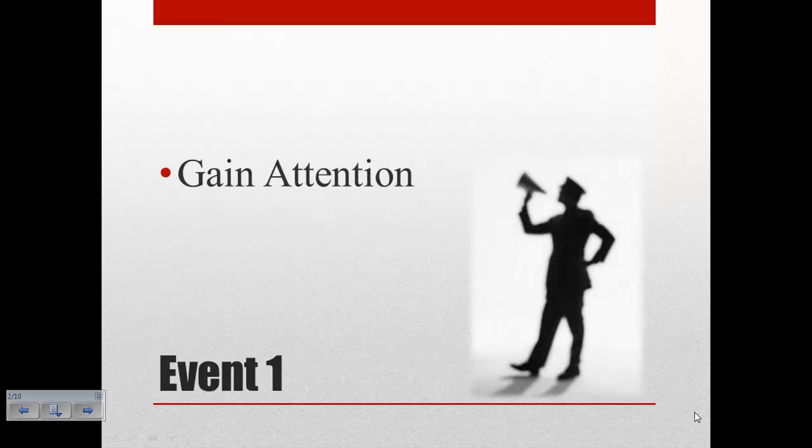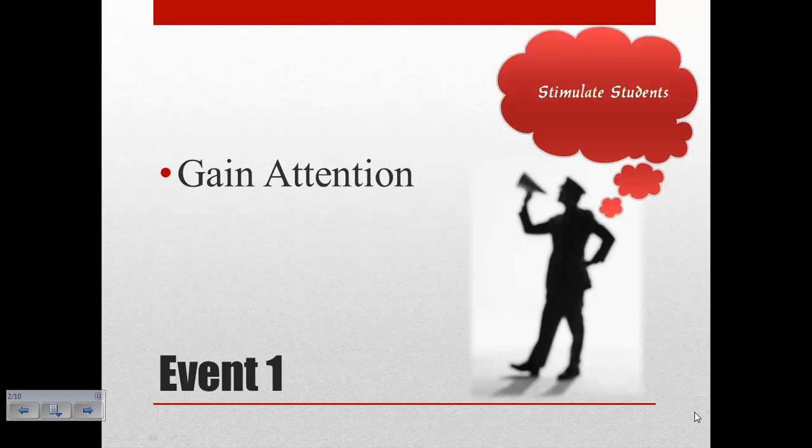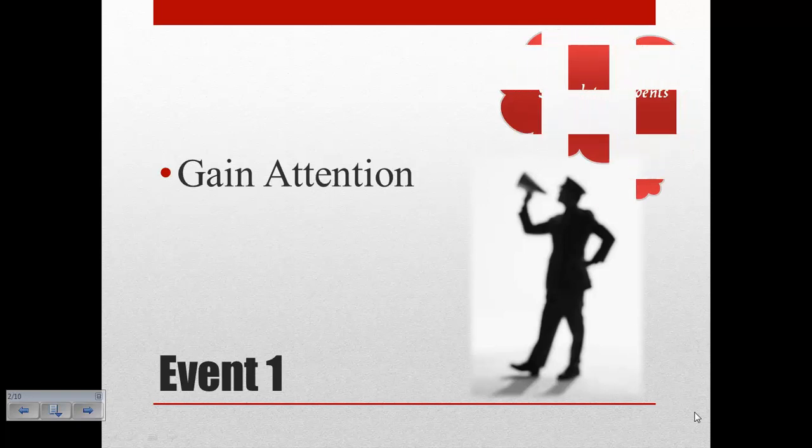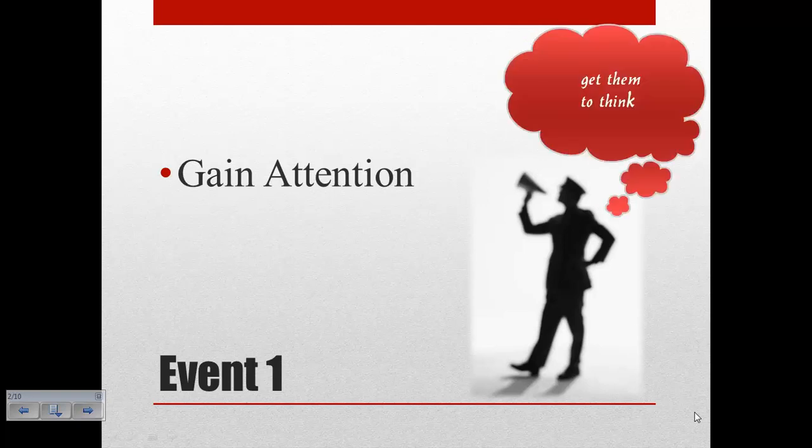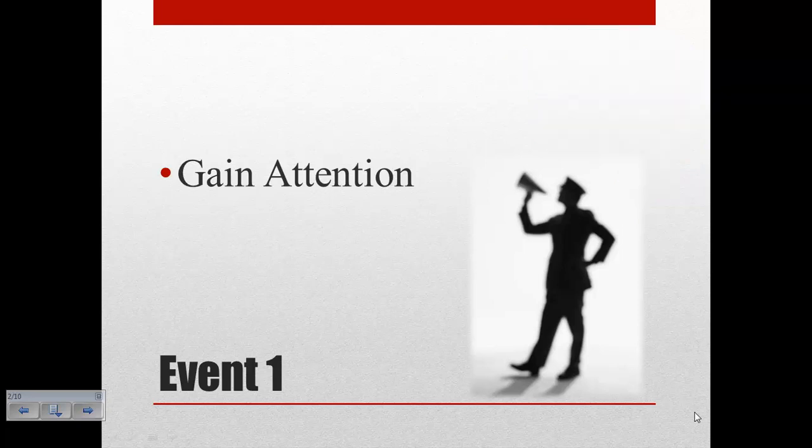Event number 1, gain attention of the learners. Ensure the learners are ready to learn and participate in activities by presenting a stimulus to gain their attention. Ways for gaining learners' attention include stimulating students with novelty, uncertainty, and surprise, posing thought-provoking questions to the students, or by having students propose questions to be answered by other students.